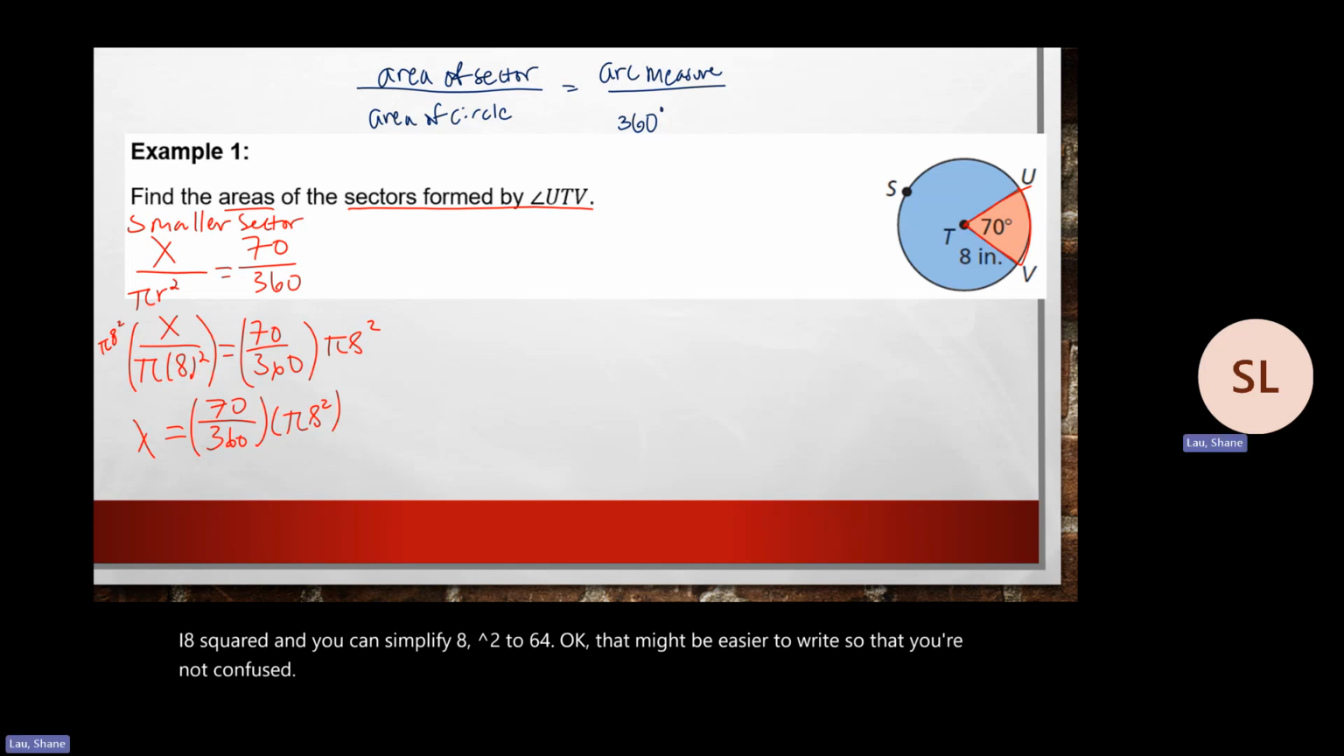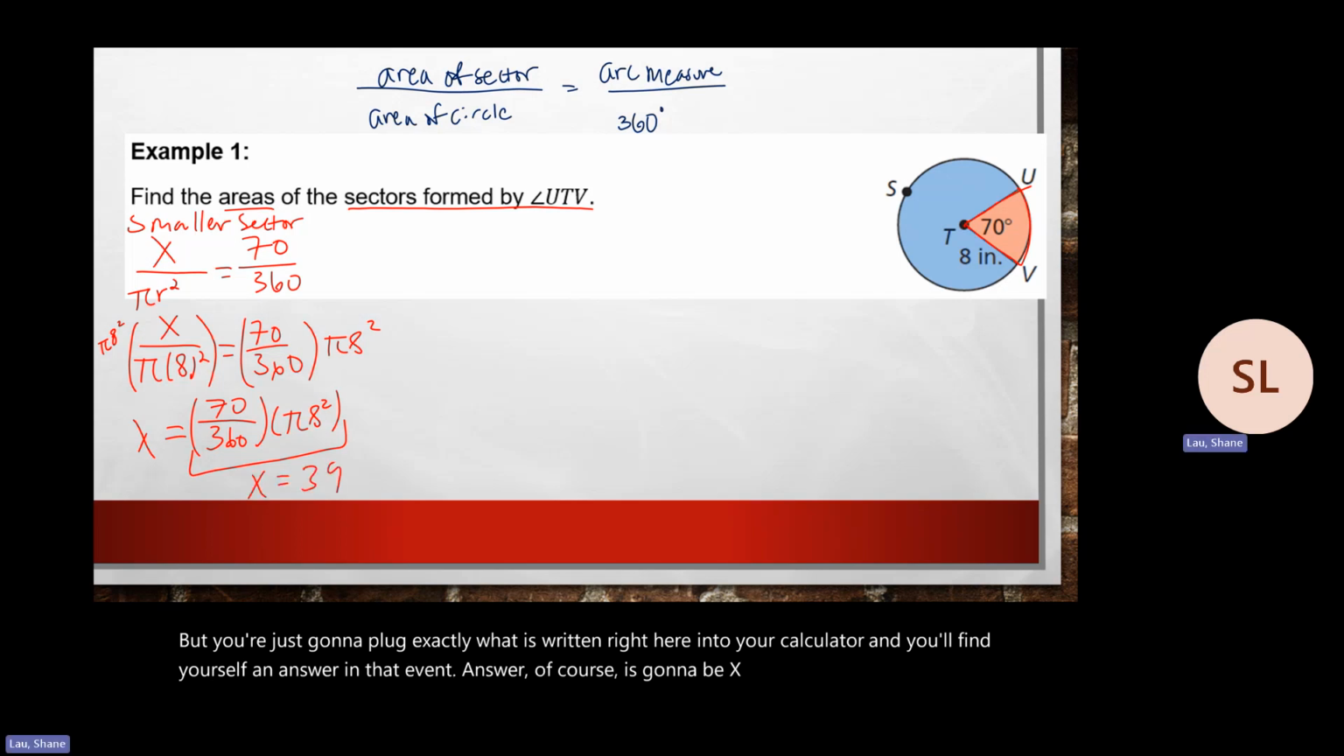But you're just going to plug exactly what is written right here into your calculator, and you'll find yourself an answer. And that answer, of course, is going to be x equals 39.695.